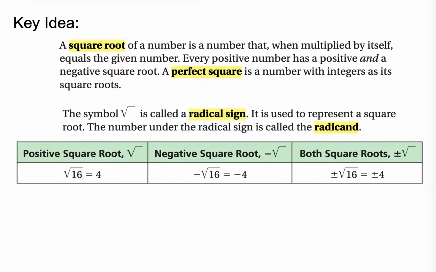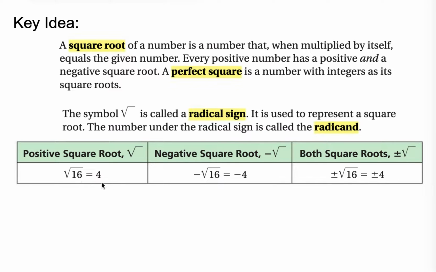The symbol, and it kind of looks like a fancy check mark there, is called a radical sign. It's used to represent a square root. The number under the radical sign is called the radicand. So our table here shows you what the positive, negative, and both square roots look like. Positive square root, that's when there's just this symbol. You're going with the assumption they want the positive one.